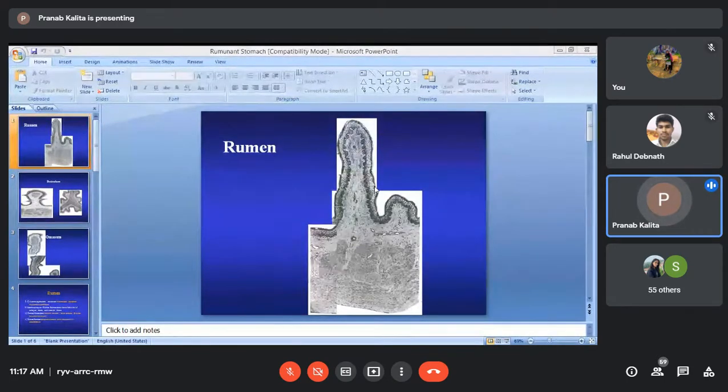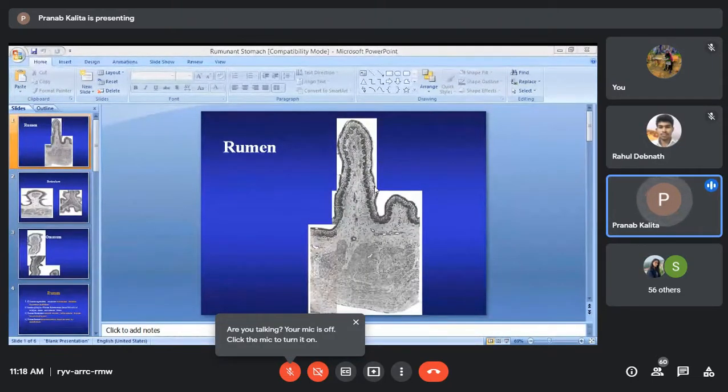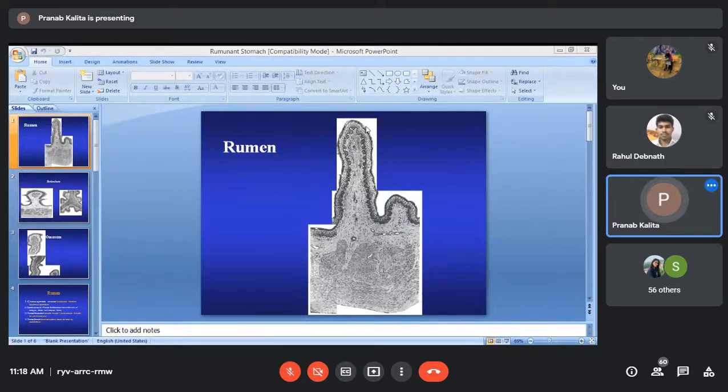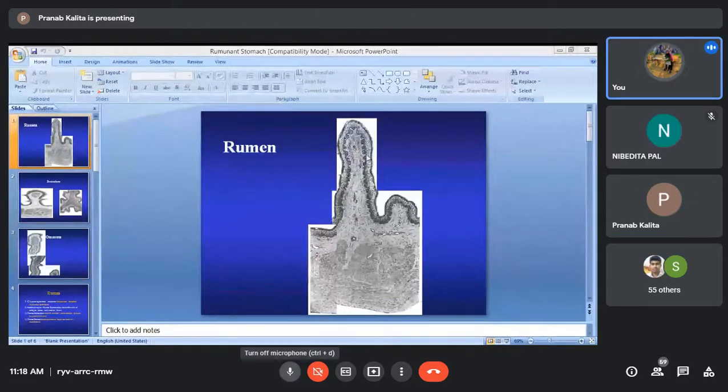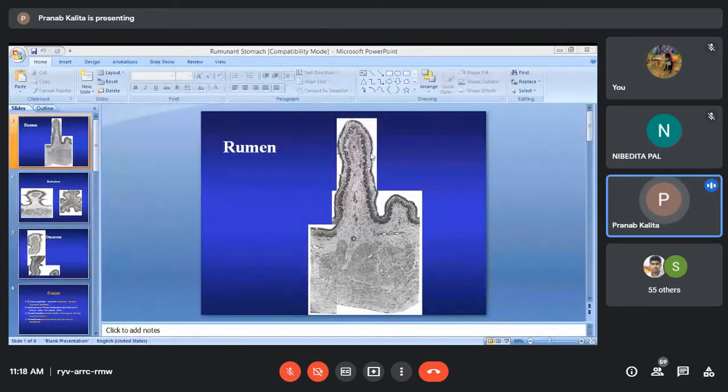Coming to the first three compartments of the complex stomach, the rumen. As you know, we consider it a tubular organ, so in the rumen you will find the layers of a typical tubular organ. Here you can see the diagram. This is the lamina epithelialis mucosae. Mostly you will find keratinized stratified squamous epithelium. So this layer is the lamina epithelialis mucosae, lined by the keratinized stratified squamous epithelium.